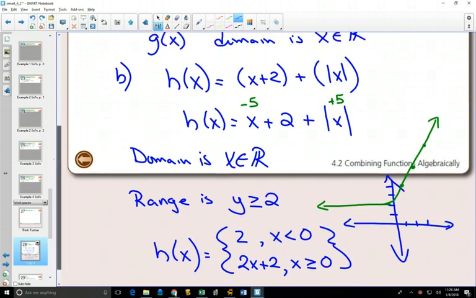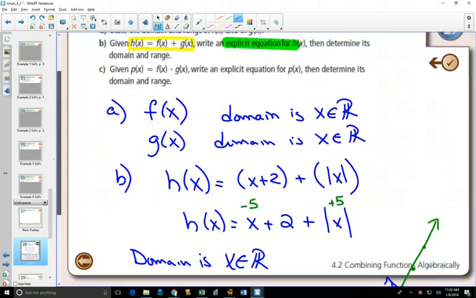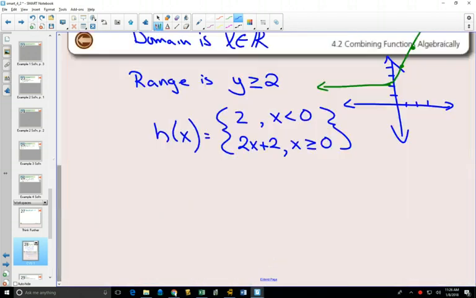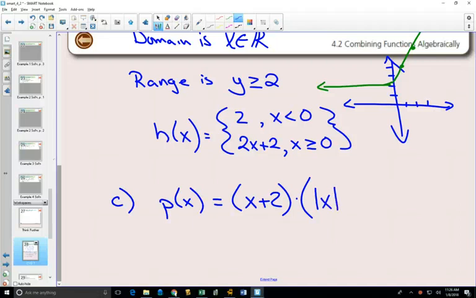In part C, we're multiplying now. It says, what is an explicit equation for p of x if you were multiplying? Well, multiplying, you would have started with x plus 2, and you'd multiply by the absolute value of x. This would be an explicit equation by putting those 2 together. If we were trying to find the domain and range, well, we already know that there's no non-permissible values. So our domain is everything.